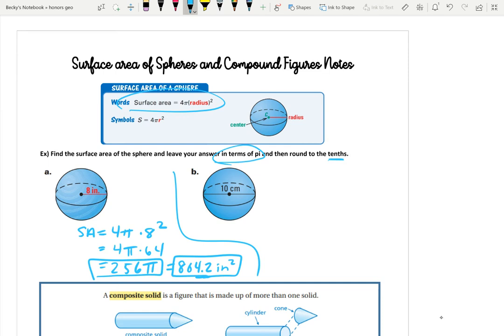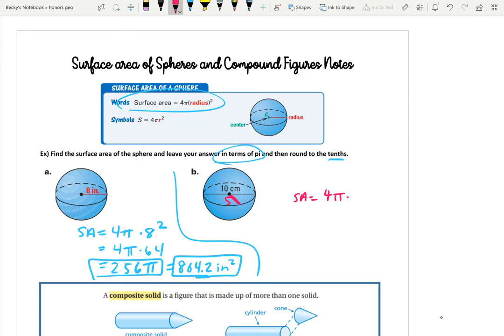Okay, let's try part B. Now this time they give you the diameter, so your radius, let's change colors here, is going to be half that, so my radius is 5. So my surface area, and I always recommend writing out the formula first, which is 4 pi radius squared.